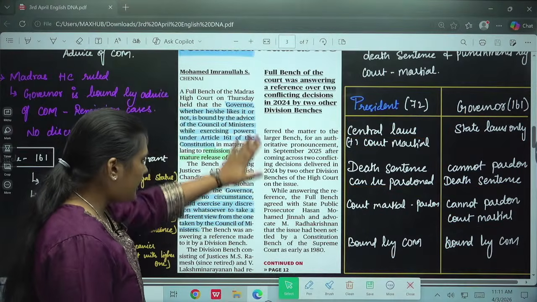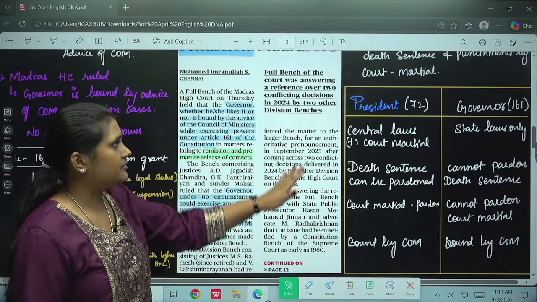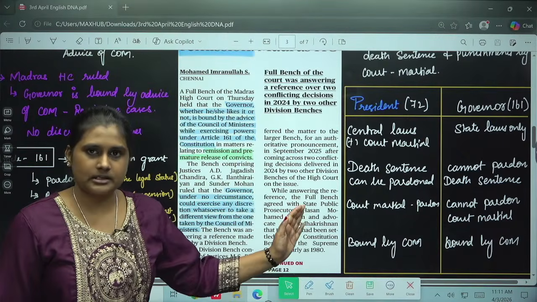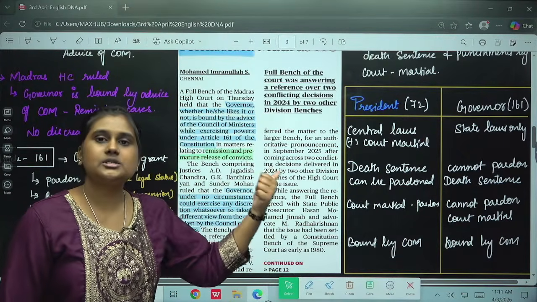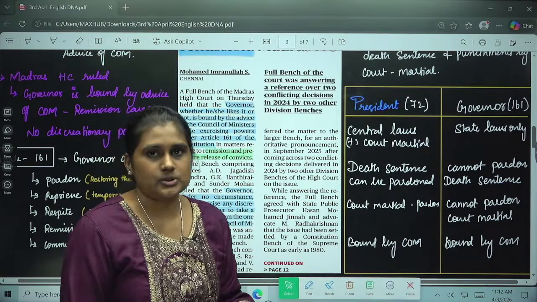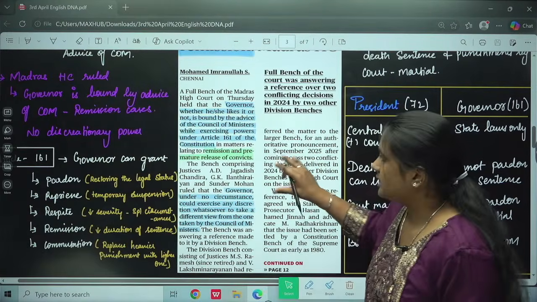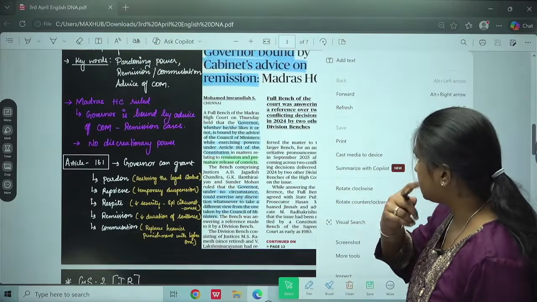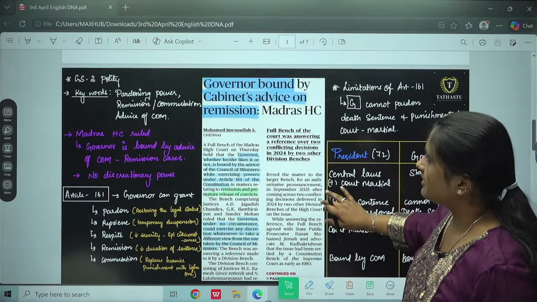So just have a revision about it. Okay, what is the pardoning power? Along with that, whenever you study governor, simultaneously you have to read the president, and vice versa as well. Okay, so this is the major thing that is needed from this article. Go through it, and if you have any doubt, please let us know.